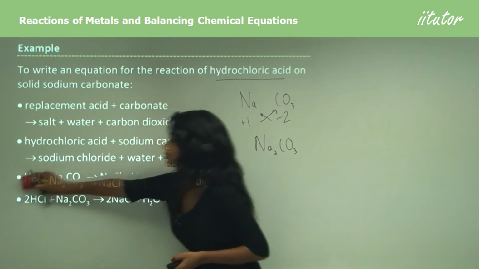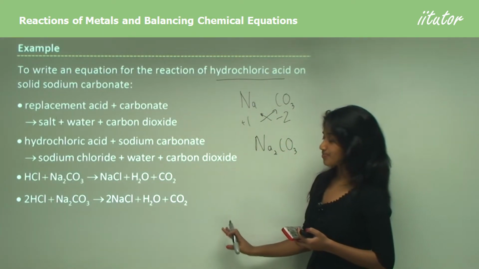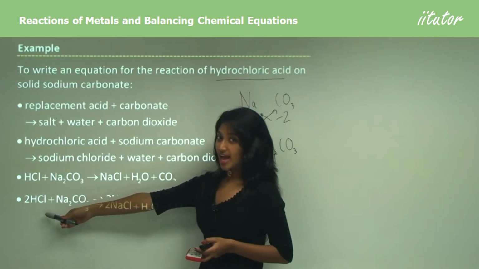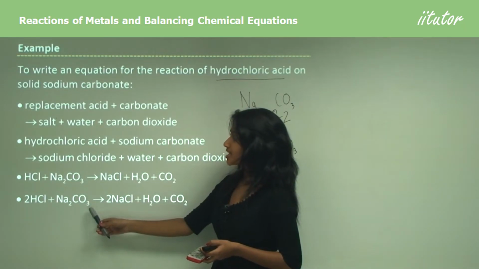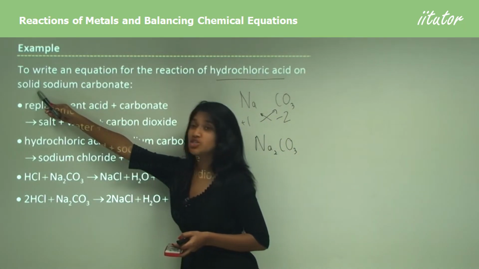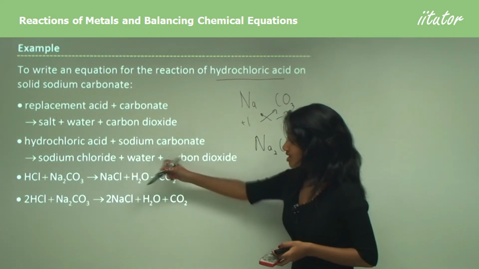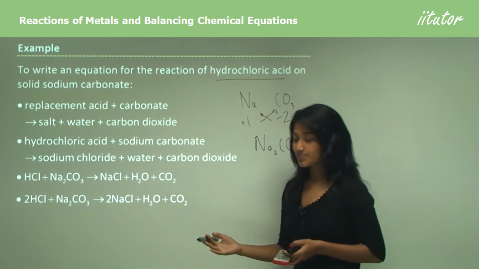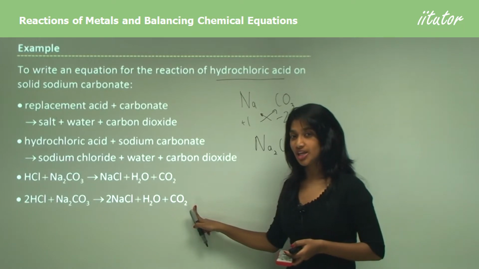Now what you would do is you would have to write your states down. That's our last step, to write the states. Now remember, the state of an acid is always aqueous. Sodium carbonate, it's already given to us saying solid sodium carbonate, which means it's going to be a solid. NaCl is aqueous, water is liquid, and carbon dioxide is a gas, so it'll be a G.